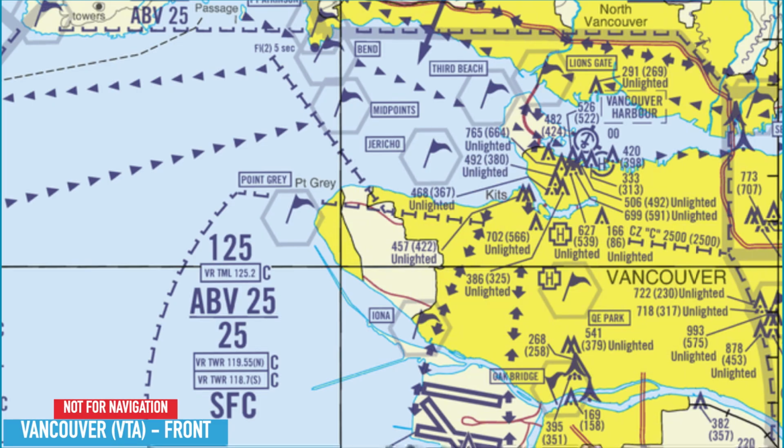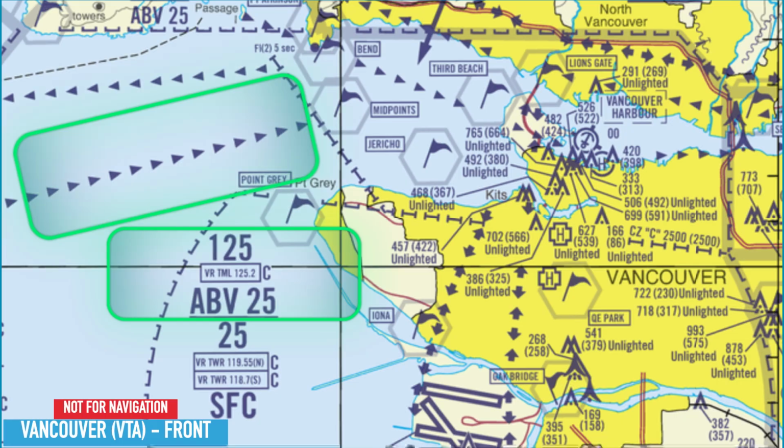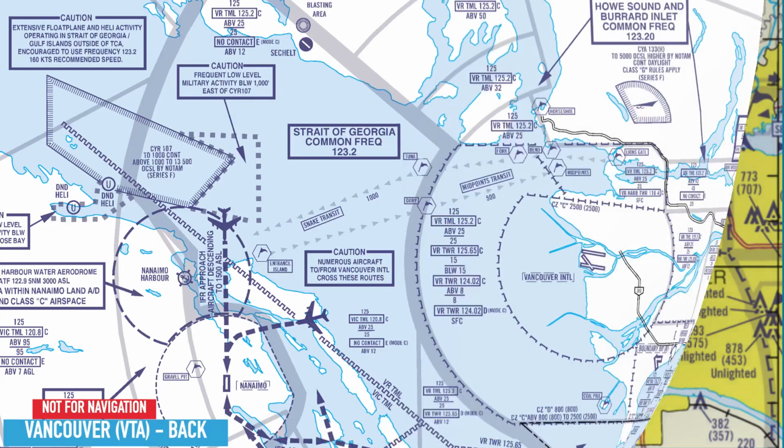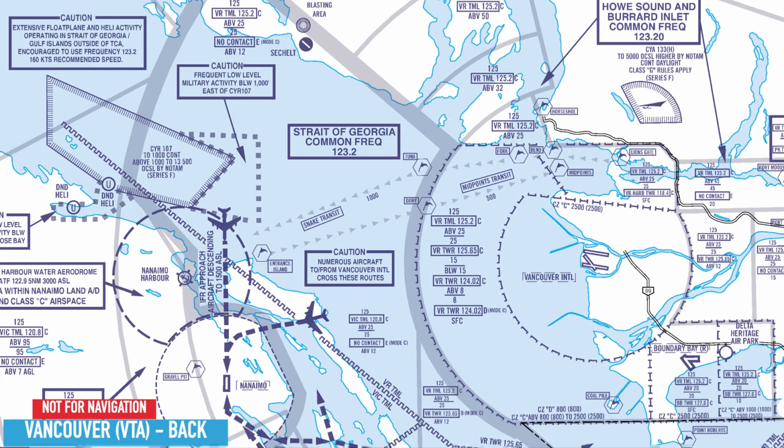This is the front side of the Vancouver VFR Terminal Area Chart, VTA. It is less congested, which makes it easier to read. This is due to the larger scale map used. You can see the city more clearly, the airspace information clearly, the VFR routes to and from Vancouver, and the VFR checkpoints.